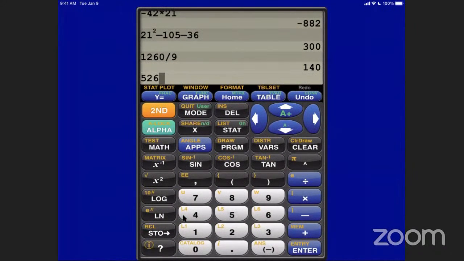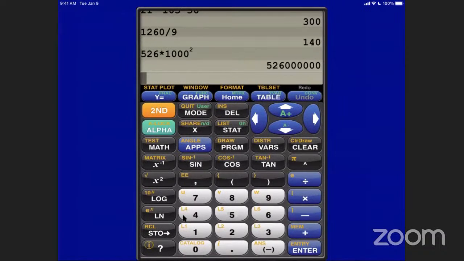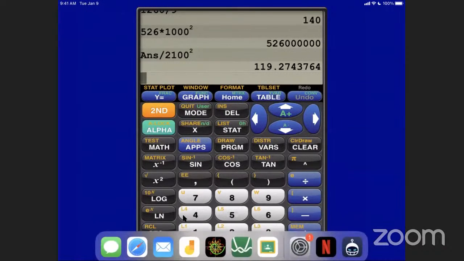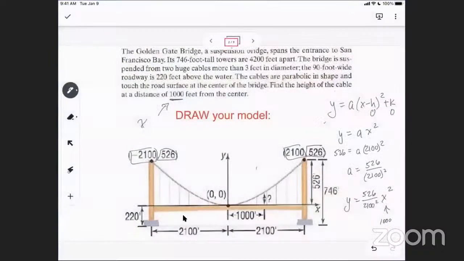So 526 times 1,000 squared equals that much, and then divide that by 2,100 squared. 119.27. And that actually checks out. Is that the right answer, do you know? I think so. 119.27 feet.